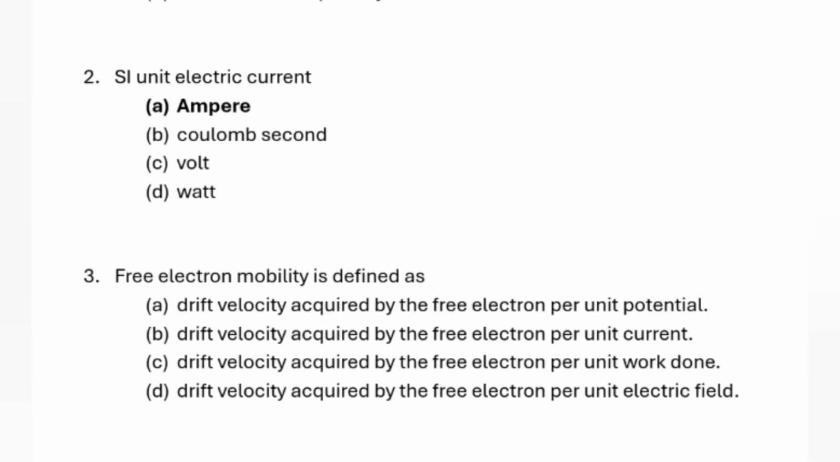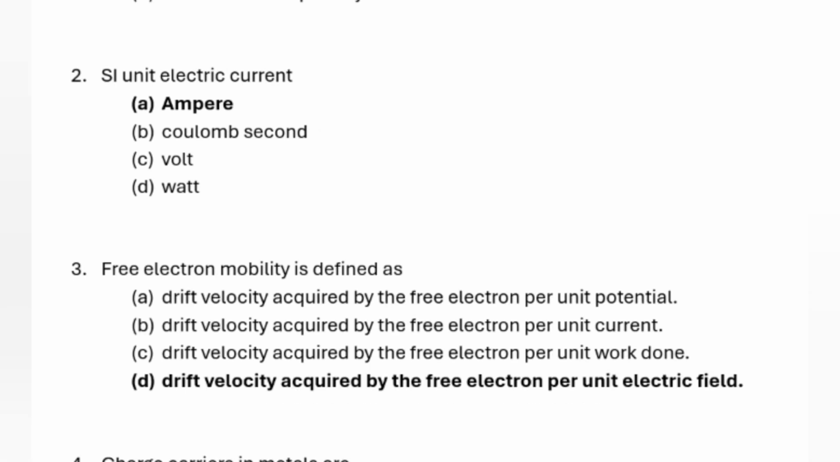Question number 3. Free electron mobility is defined as option A drift velocity acquired by the free electron per unit potential, option B drift velocity acquired by free electron per unit current, option C drift velocity acquired by the free electron per unit work done, option D drift velocity acquired by the free electron per unit electric field. Here the correct answer is option D drift velocity acquired by the free electron per unit electric field.